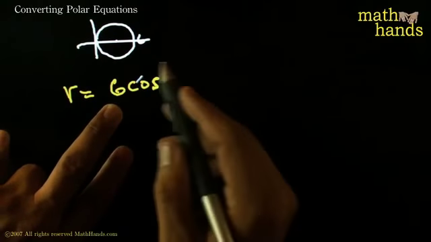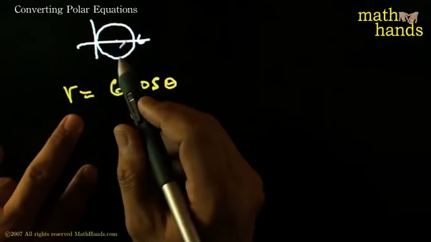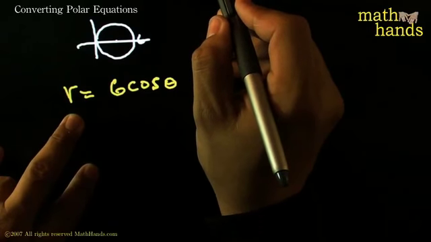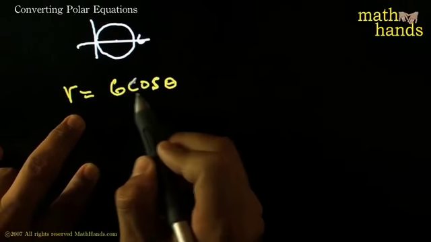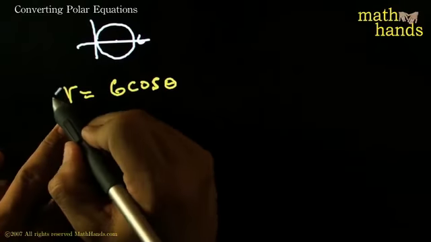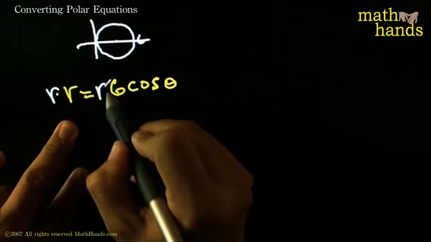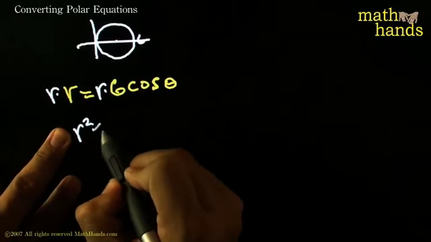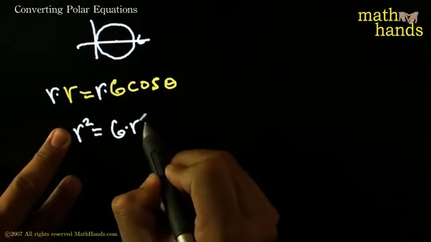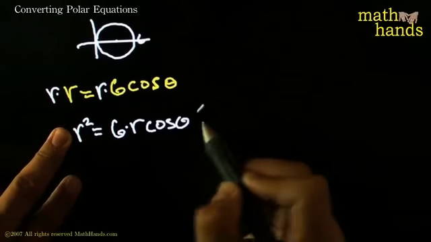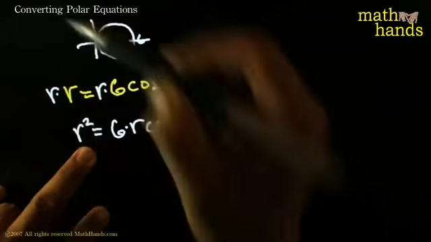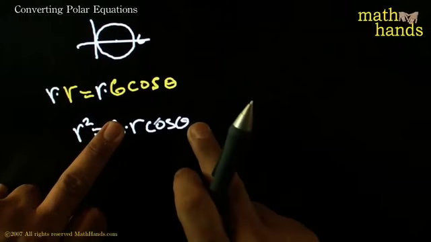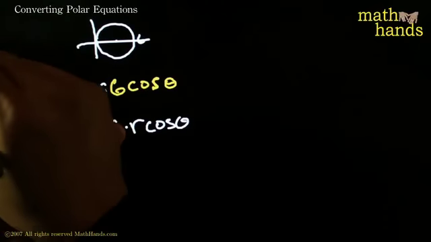All right, so anyways, back to converting. Here's a nice little trick. You could take this r is equal to 6 cosine theta and multiply both sides by r. That would be legal. So that would give you that r squared is equal to 6 times r cosine theta. And now all of a sudden, look what you've got. You've got a phrase here that's r cosine theta. That's super famous.